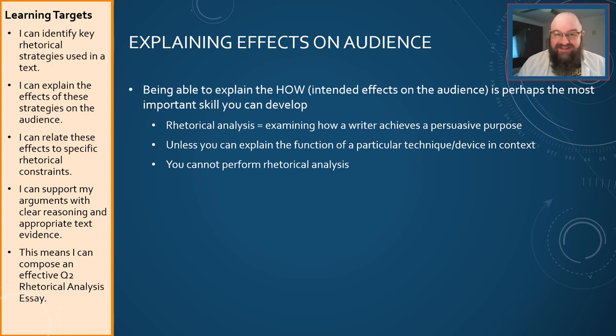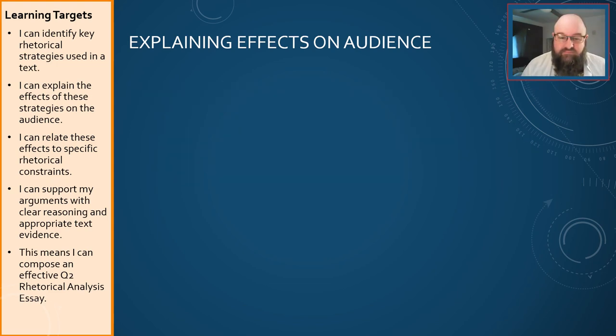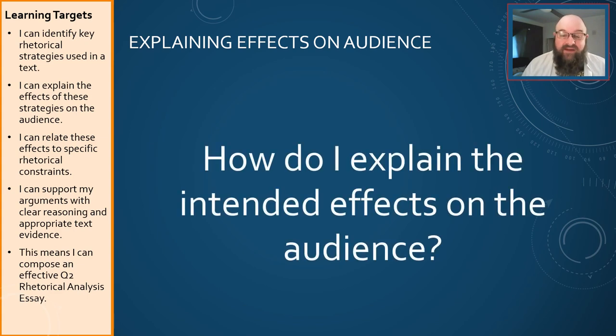All you're doing is naming a bunch of devices that you see and showing me that they're there. Well, that's not rhetorical analysis. So, how do I go about explaining the intended effects of a rhetorical technique or device on an audience?